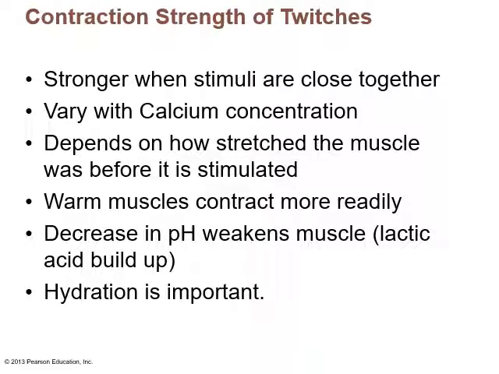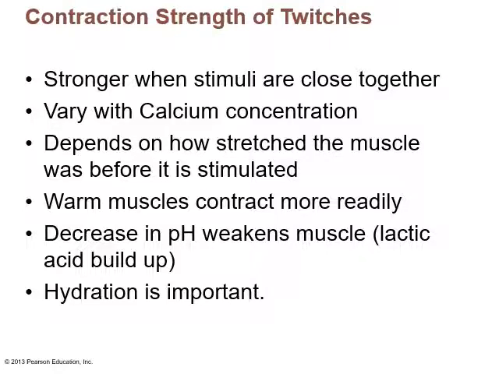So contraction strength of twitches, they're stronger when stimuli are close together. So when you have back-to-back stimulation, you can get more and more contractions, and they're quicker to occur. And they vary with calcium concentration, because remember, calcium needs to be available in order to bind to troponin. And it depends on how stretched the muscle was before it is stimulated. Warm muscles contract more readily. When you warm up a muscle, it makes those enzymes work more efficiently, oxygen is released more readily, and those muscles work a lot better.